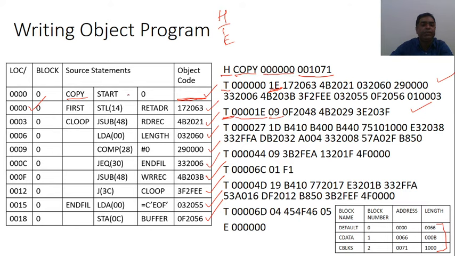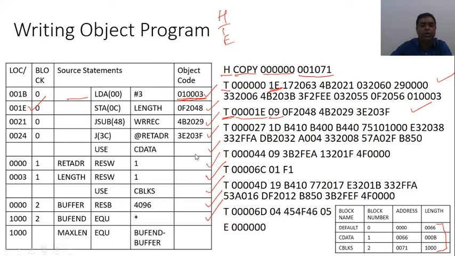In the program, first we are starting our default block, because there is no USE instruction here. So our first text record is from the default block, and the second text record is also from the default block. Whenever we are writing a text record in program blocks, the starting address of that block is added to the starting address of the text record.